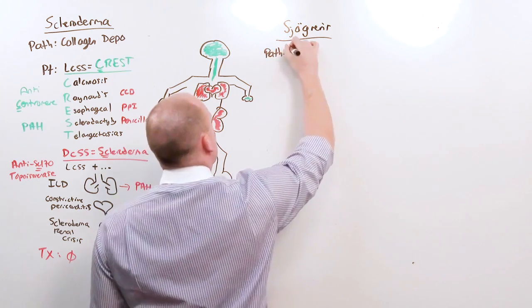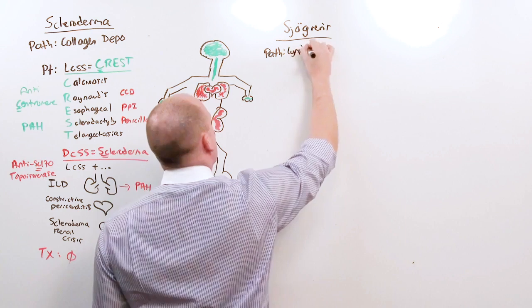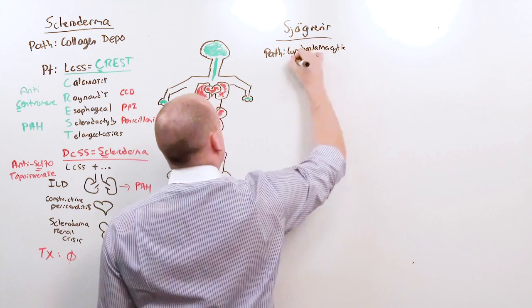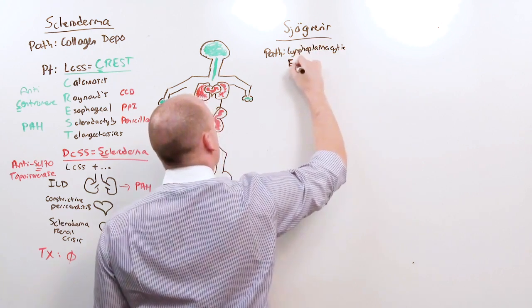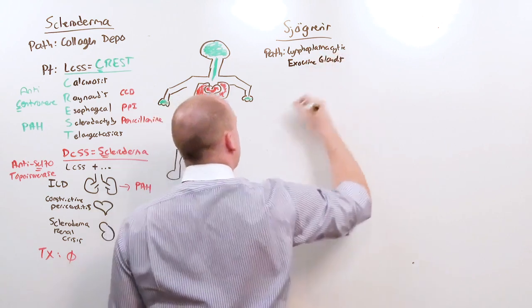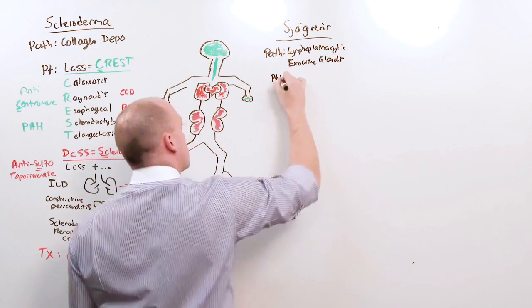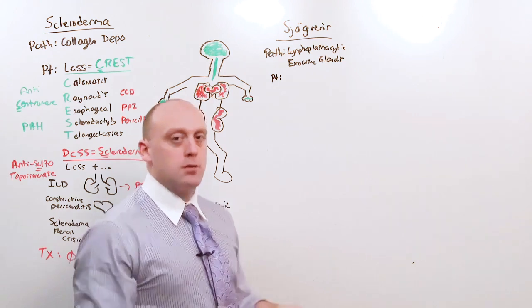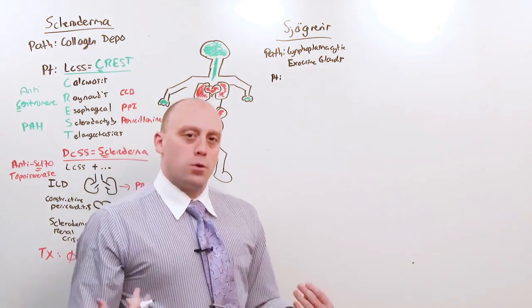Sjogren's is caused by lymphoplasmacytic infiltration of the exocrine glands. A lot of words, which means that if you take a biopsy, that's what you're going to see. What would you biopsy? The parotid gland. What are you looking for?